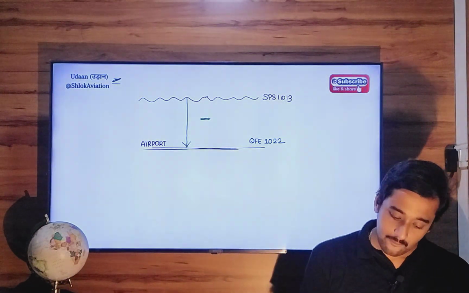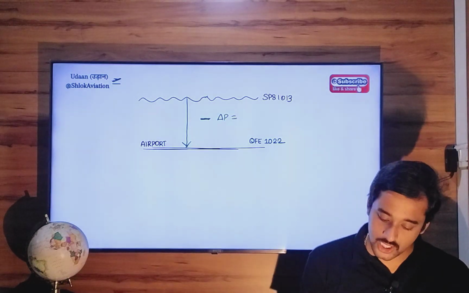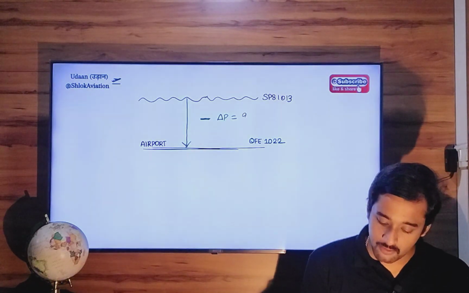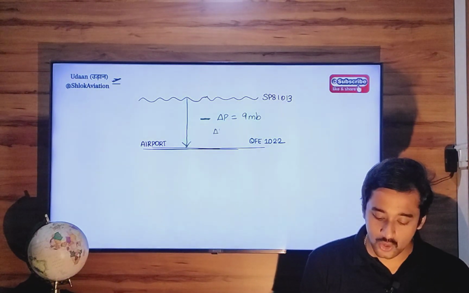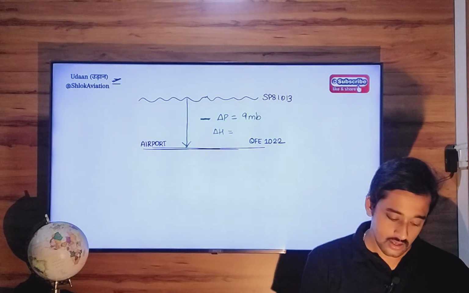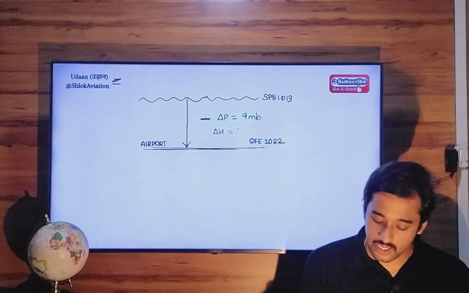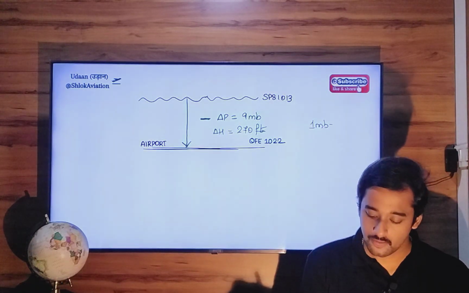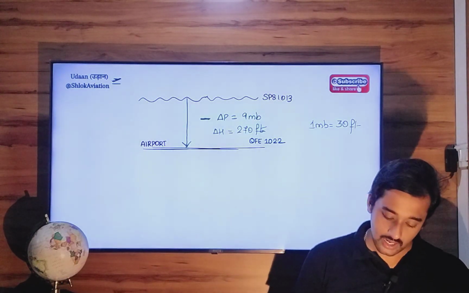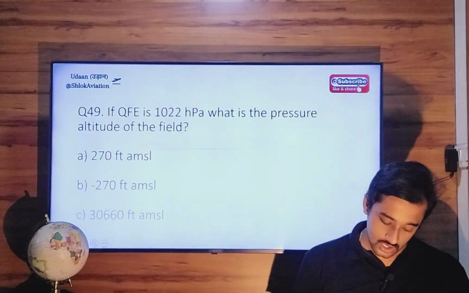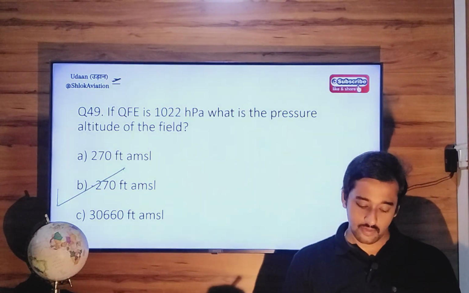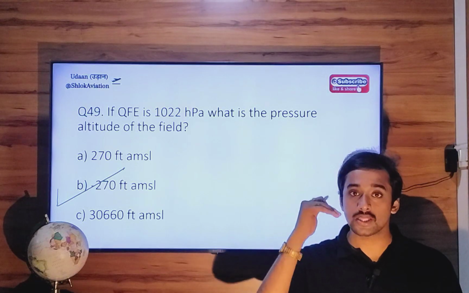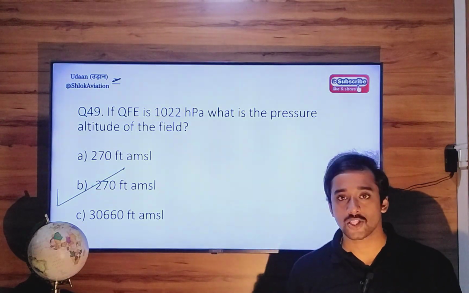Now the pressure difference between these two pressure levels is 1022 minus 1013, 9 millibars. That is equivalent to a height difference of 9 times 30, approximately 270 feet, where 1 millibar equals approximately 30 feet. So the answer is minus 270 feet mean sea level. Minus means below, so 270 feet below the standard pressure setting datum.